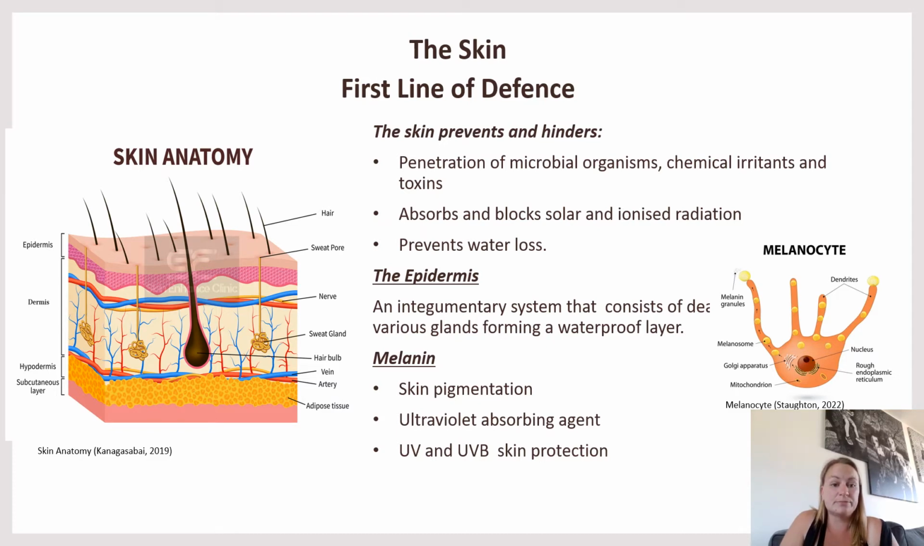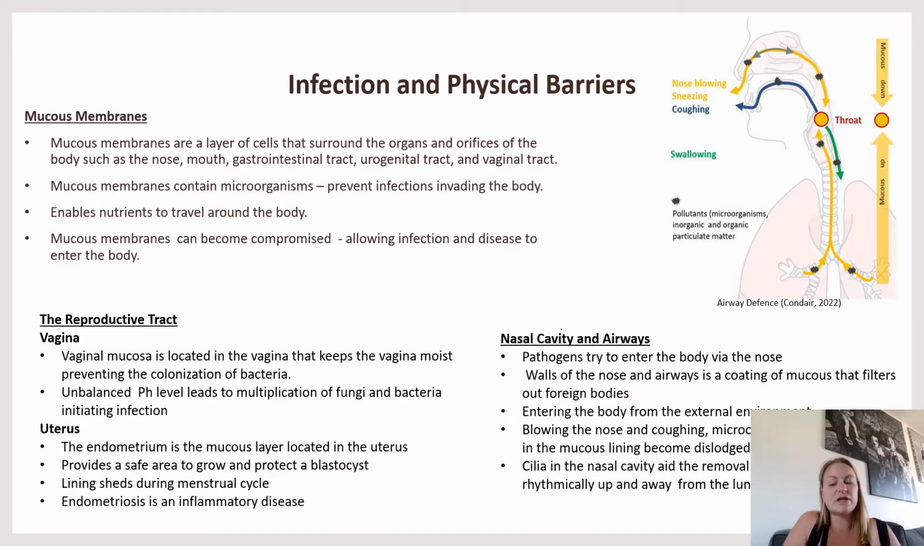The mucous membrane is a layer of cells made from ectodermal tissues that contain and secrete mucus around the organs. Microorganisms reside in the secretions, enabling them to form a defense barrier, preventing infectious agents, pathogens, and allergens invading the body. When the integrity of the mucous membrane is compromised, it leads to an array of infections and diseases entering the body.